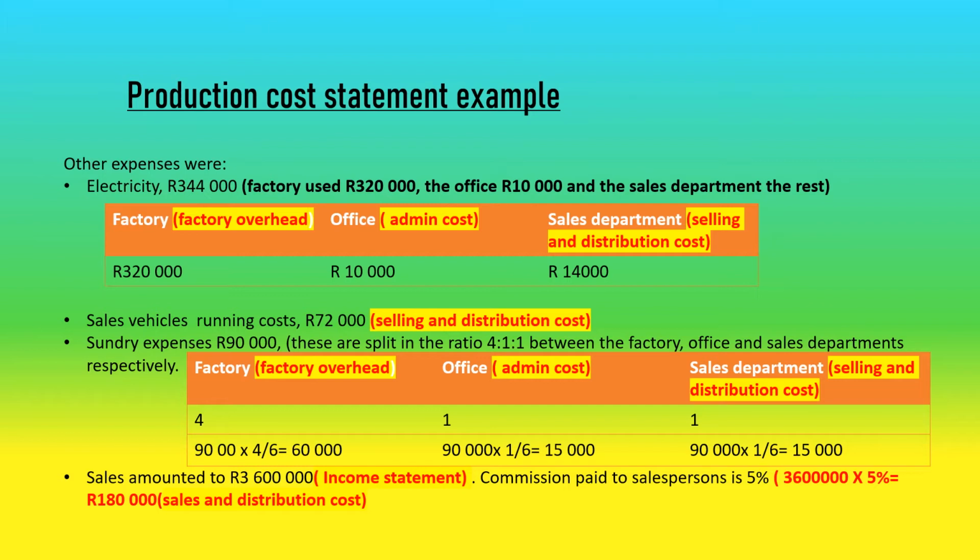Now it says sales amounted to 3,600,000. Sales goes under our income statement. Then it says commission paid to salesperson is 5%. So we assume that the salesperson is paid 5% on the sales amount. So we say 3,600,000 times 5%, which gives us 180,000. And we record that as our sales and distribution cost. Why? Because this is the cost incurred while we sold our product. So the salesperson sold our product, and that's why we gave them a commission of 5%. So we record it as sales and distribution costs.